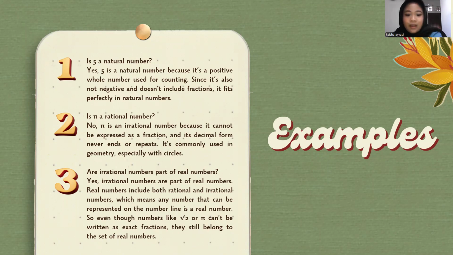Third, are irrational numbers part of real numbers? The answer is yes. Irrational numbers are part of real numbers. Real numbers include both rational and irrational numbers, which means any number that can be represented on the number line is a real number. So even though numbers like the square root of 2 or pi can't be written as exact fractions, they still belong to the set of real numbers.